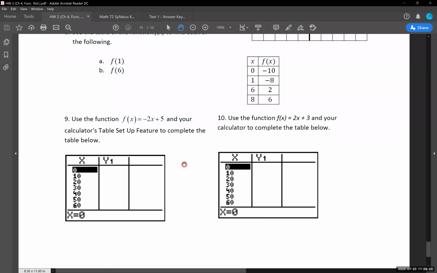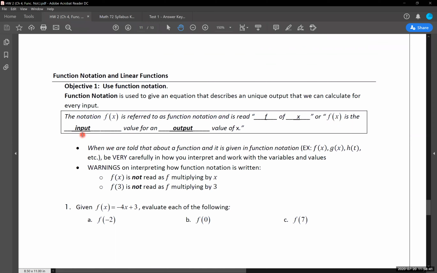But otherwise, this is everything for working with, setting up, and taking a look at our function notation. And again, the big part that I want to emphasize, and I'll see if I can edit the original document that this got copied over from, is the only difference from our notes: f of x is the output value for an input value of x. So these two things should be reversed from one another.